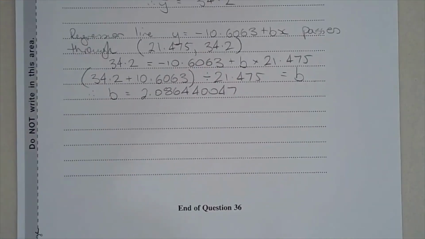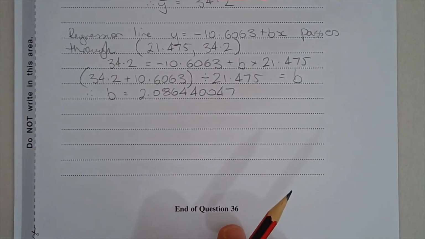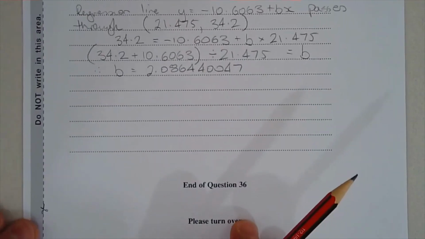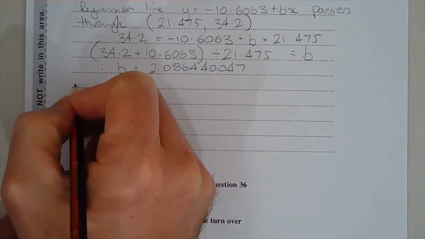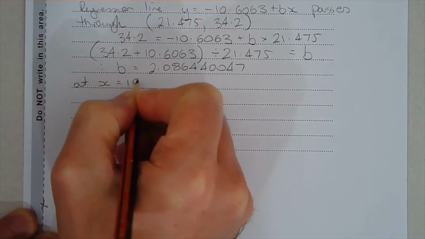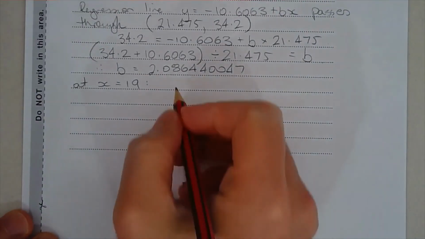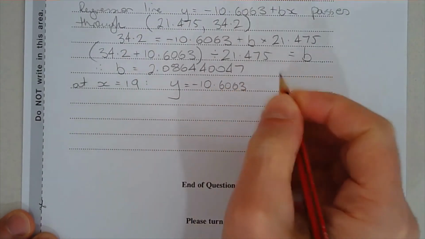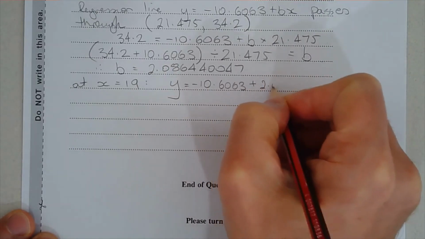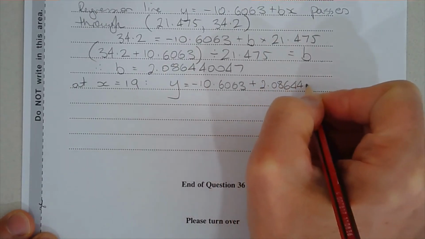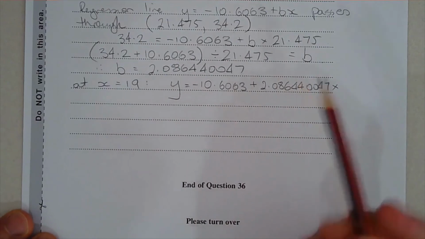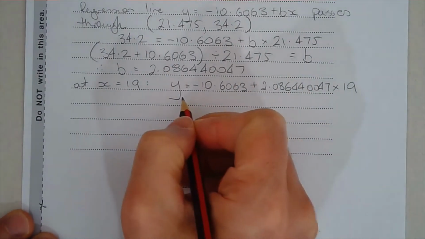Now that we have the gradient of the line, we can now use this to answer the question. So we want to calculate the number of chirps in a 15-second interval when the temperature is 19 degrees. So now, at x equals 19, we have y is equal to negative 10.6063 plus 2.086440047 multiplied by x, which is 19.